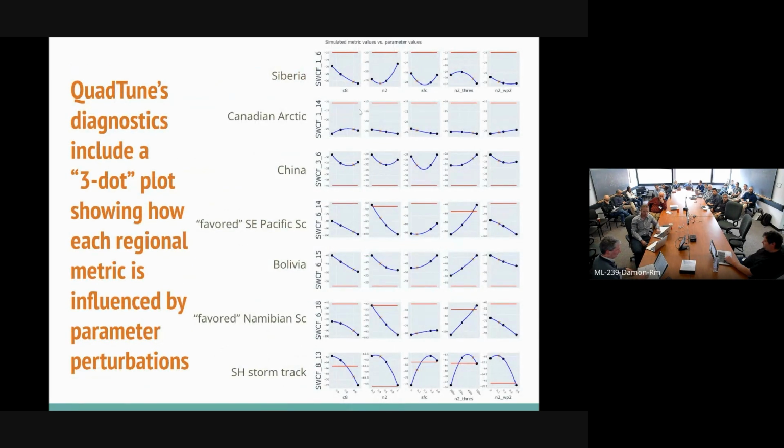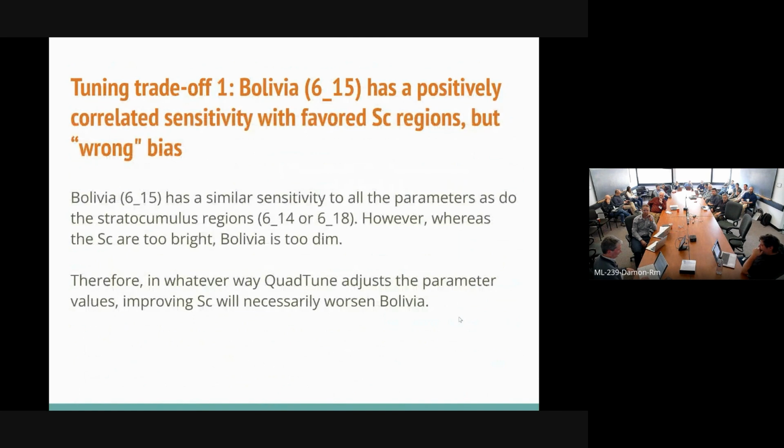Let's look at these plots. Here's Siberia, here's N2 thresh. So recall how nice N2 thresh was for the Namibian region, which was this favored region. It's nice and linear. So here, it's looking like N2 thresh is behaving similarly. And then, oh no, it turns around, right? It's highly nonlinear. So this is the agony of tuning. It doesn't have the same sensitivity that this region does. Okay, so that follows us there.